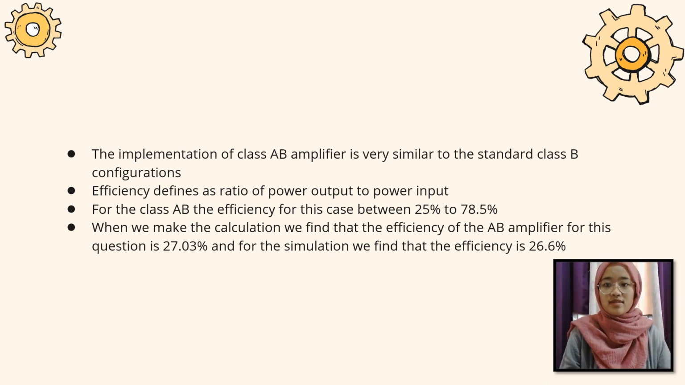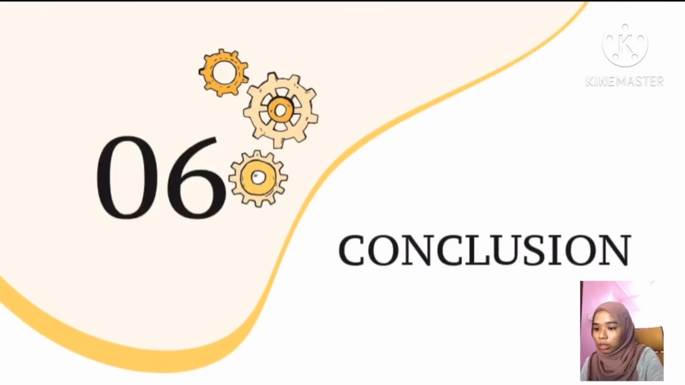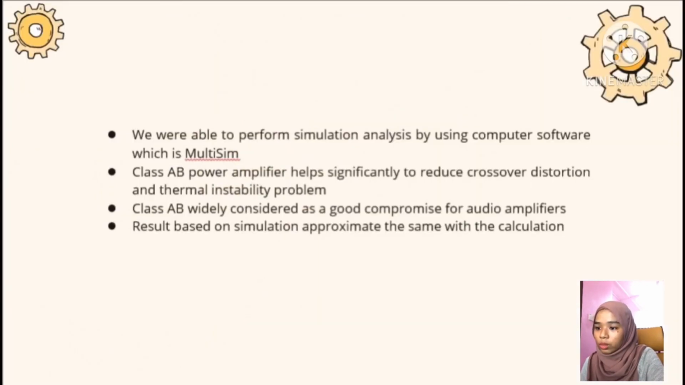When the efficiency is below 15%, it happens because the input current is lower. When we make a comparison, we find the simulation and calculation are similar to the theory. So, for the conclusion of this assignment, we were able to perform simulation analysis using computer software, which is Multisim. The class AB power amplifier helps significantly to reduce crossover distortion and thermal instability problems. Class AB is widely considered a good compromise for audio amplifiers. The results based on simulation approximate the same as the calculations.